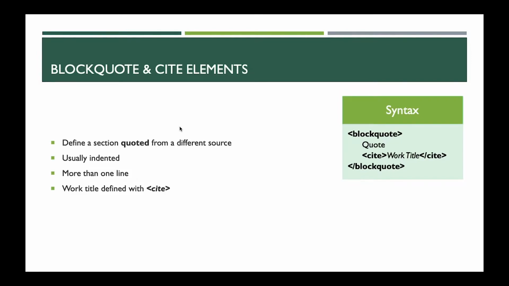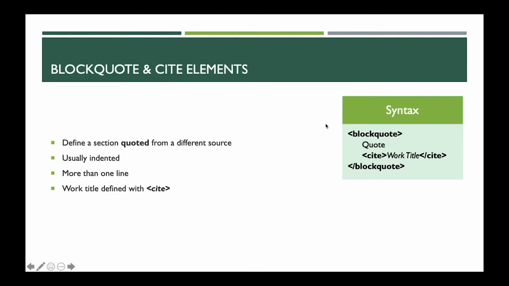And finally, we use the cite element to define the title of the work that we have got the actual quote from. Some people use it to include the name of the author within the cite element, but that is not recommended. The recommended way is to include only the title of the work within the cite element, and if you really want to mention the name of the author, you can do that, but that should be outside the cite element.